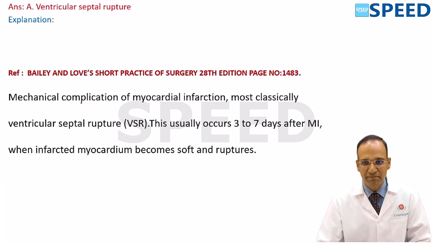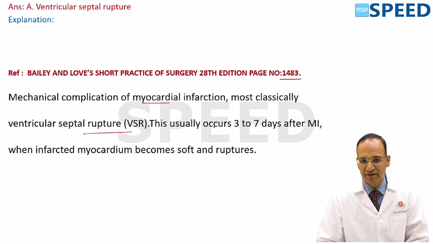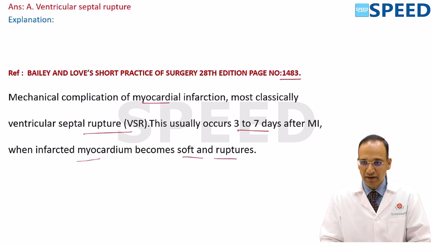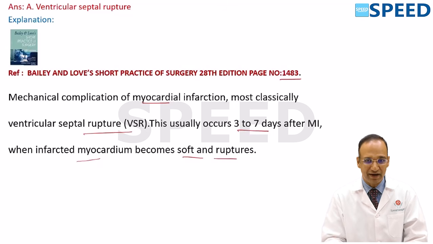So, you see that Bailey 28th edition, first reference after 20 to 30 questions discussion. Page 1483, Bailey says mechanical complication of myocardial infarction, most classically VSR. This usually occurs 3 to 7 days after MI, when infarcted myocardium becomes soft and ruptures. It can rupture in the septum, it can rupture in the anterior wall, and can present as a dilatation or aneurysmal dilatation of the anterior wall of the left ventricle. It is going to be the right ventricular circulation or right side circulation.